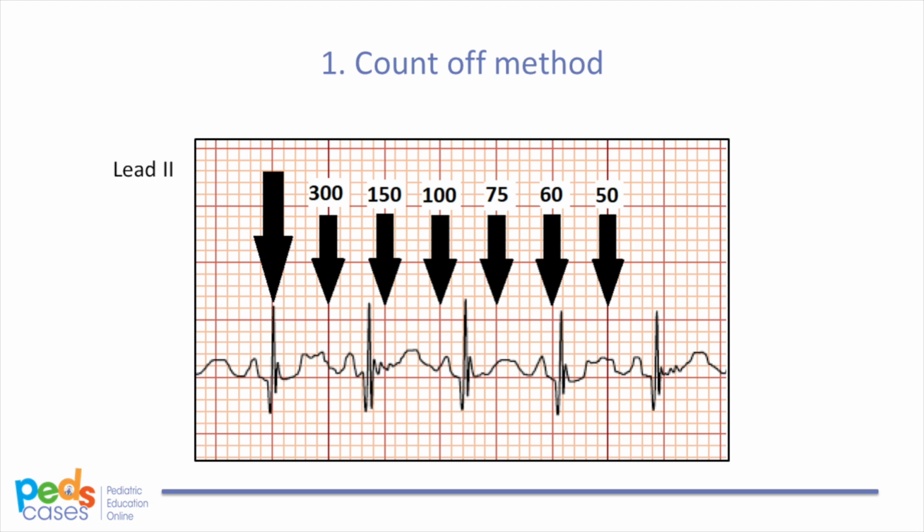This method works by counting off the number of large boxes between 2 consecutive R waves in the sequence of 300, 150, 100, 75, 60, and then 50 beats per minute. This method only works if the rhythm is regular. In our patient, we see that there are just under 2 large boxes between consecutive R waves, so we know the rate must be just over 150 beats per minute. We'll say roughly 165 beats per minute, which is normal for our patient's age.